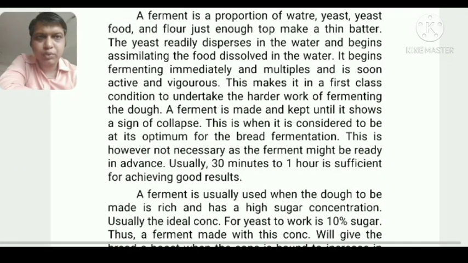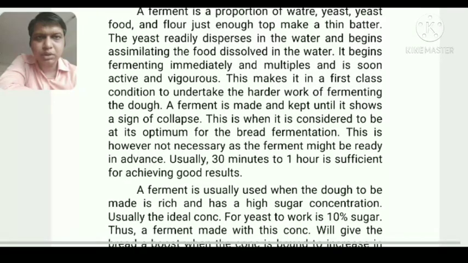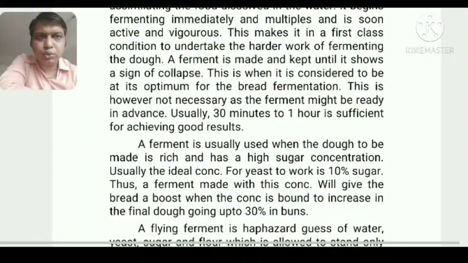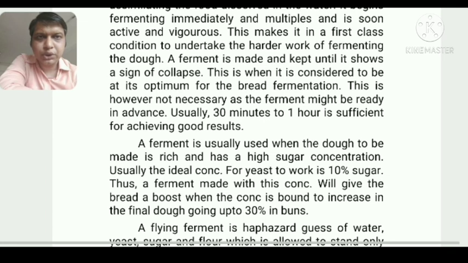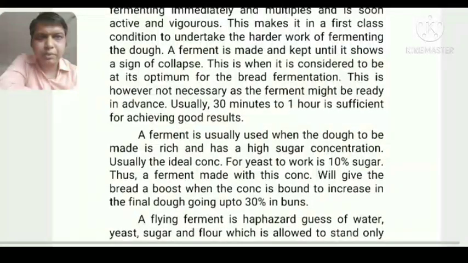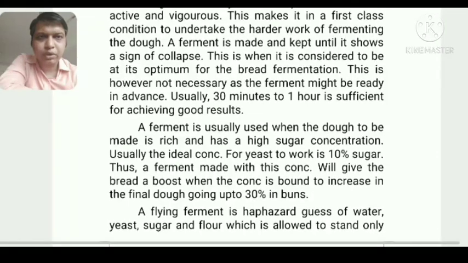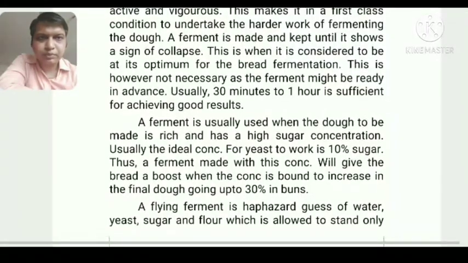Usually 30 minutes to 1 hour is sufficient for achieving a good result. A ferment is usually used when the dough to be made is rich and has a high sugar concentration. Usually the ideal concentration for yeast to work is 10% sugar. Thus, a ferment made with this concentration will give the bread a boost when the concentration is bound to increase in the final dough, going up to 30% in the buns.